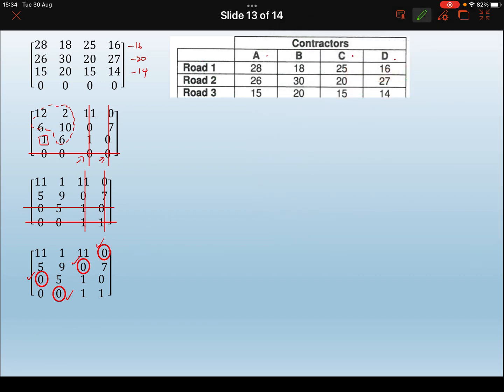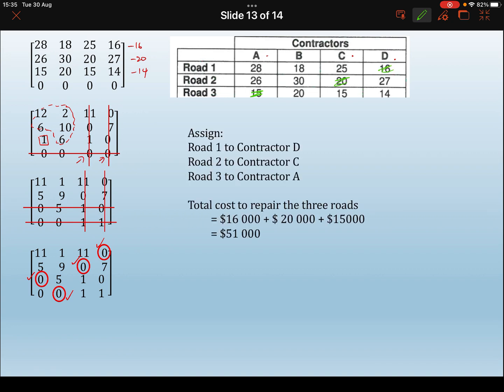Let's highlight it. Contractor A. Contractor B did not get anything. Contractor C gets this. And contractor D gets this one. So assigning road 1 to contractor D, road 2 to contractor C, and road 3 to contractor A, and you can work out the cost to repair the 3 roads.